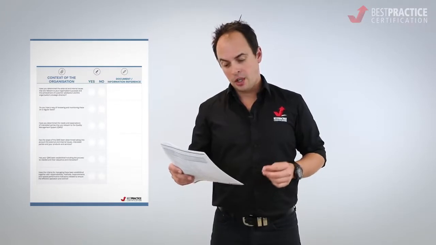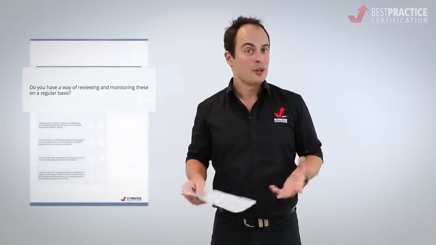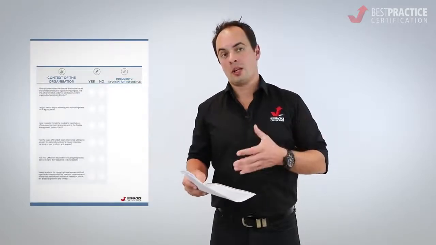The second question, do you have a way of reviewing and monitoring these on a regular basis? Now, if you've got a business plan and you've got a process of strategic planning and execution in place in your organisation, I'd be highly recommending that you run on a quarterly basis a management review meeting or a review of the business plan and the dashboard of statistics for how your company is tracking. So if you were to have those quarterly meetings, the strategic reviews and the strategic check-in for your business, then you'd be meeting that requirement.